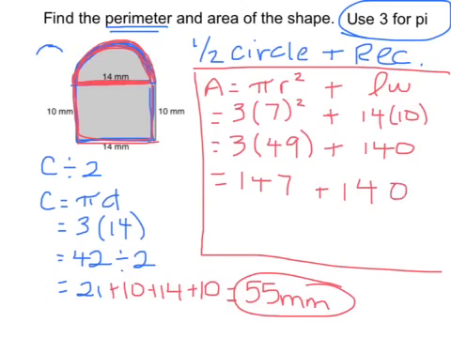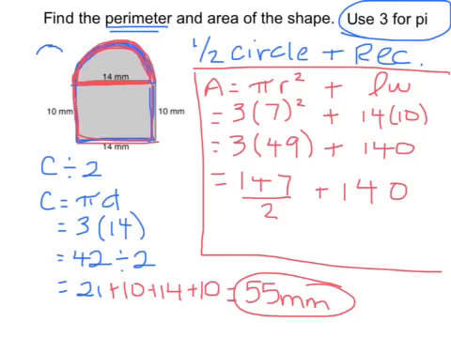Now, let's take a look at what these two numbers are. The 147 is the area of an entire circle, okay? What I need to do is take half of that, or divide that number by 2. The 140 is the area of a rectangle, which I don't need to do anything to because I just have a regular rectangle.